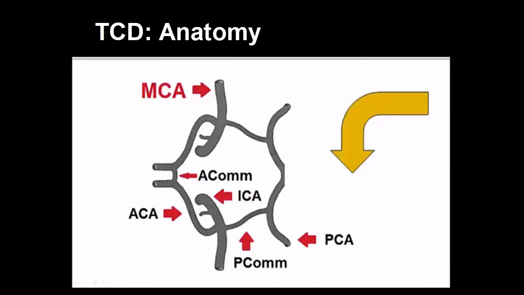However, when we do TCD, we rotate that image on its axis 90 degrees, and this is the typical orientation that we would see. So again, we have the ACAs seen bilaterally here, with the anterior communicating artery seen here, ICAs with continuation into the MCAs, PCOM arteries, which are attached to the PCAs bilaterally here. This is all usually anterior to the bilateral cerebral peduncles or the bilateral thalami, which look like a heart-shaped or butterfly image on 2D ultrasound.